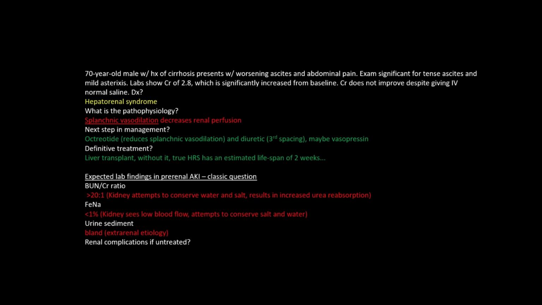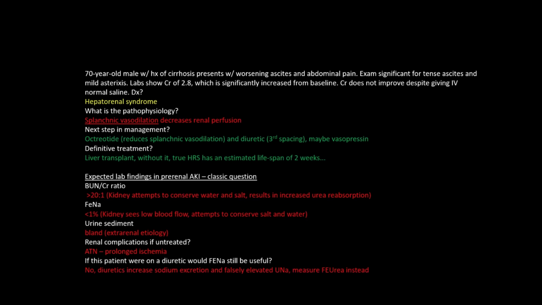But if you don't treat a pre-renal AKI, say you had someone that's super dehydrated and you don't hydrate them, what's our complication renally? It can progress to ATN. Correct. So ATN, that's your prolonged ischemia or hypovolemia picture. Just like I had mentioned before, this is the tubular epithelial cells actually dying and sloughing off into the tubules. That's what we're seeing with those muddy brown casts. And like I mentioned before, if they were on a diuretic, FENA does not become useful. It becomes artificially elevated, so you would want to get an FeUrea instead.